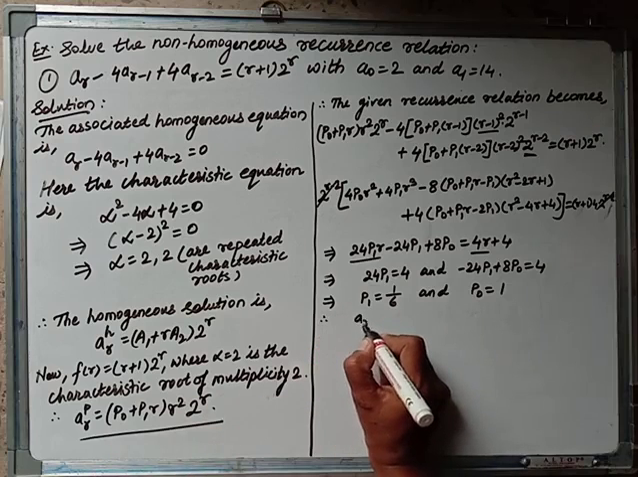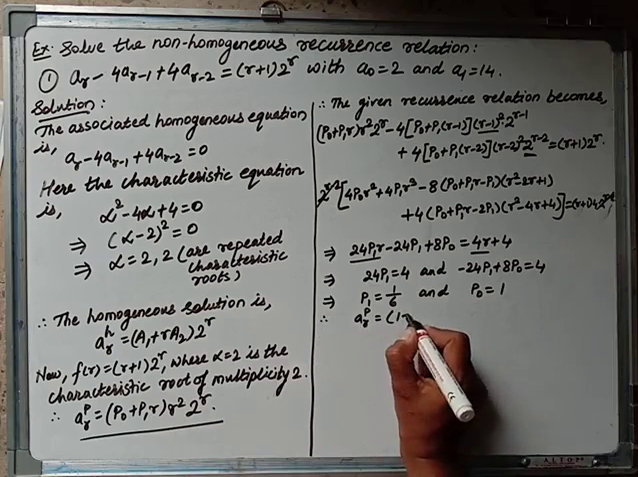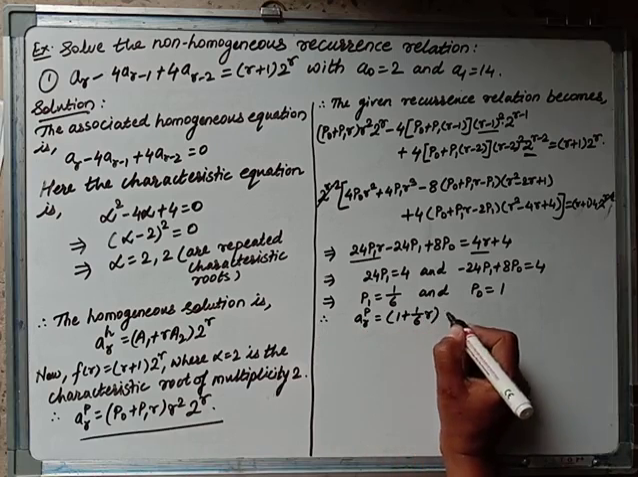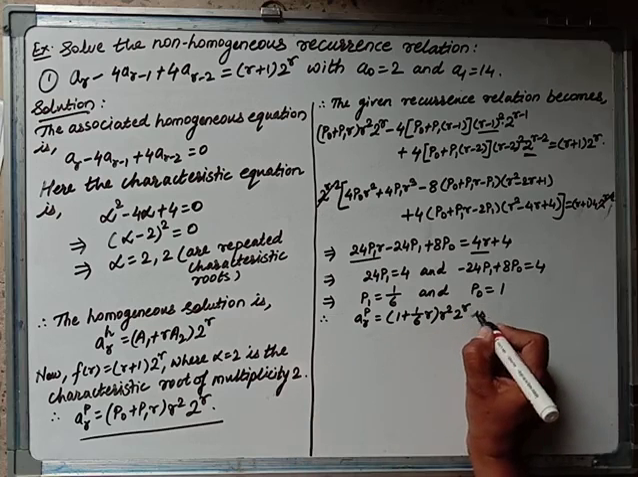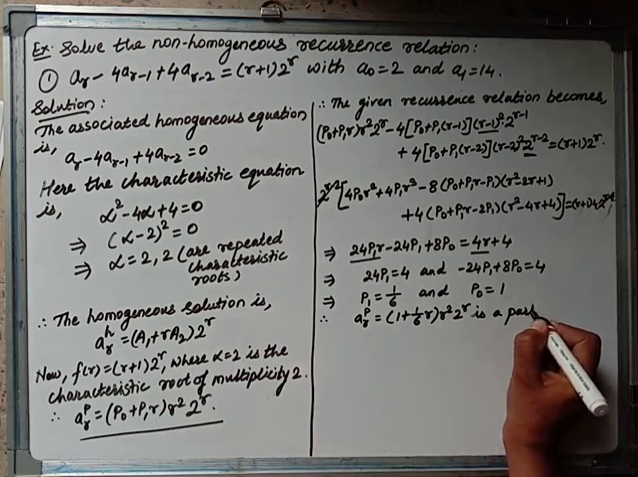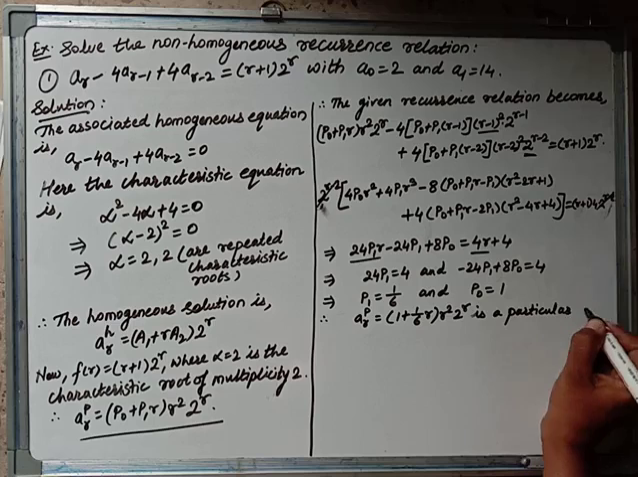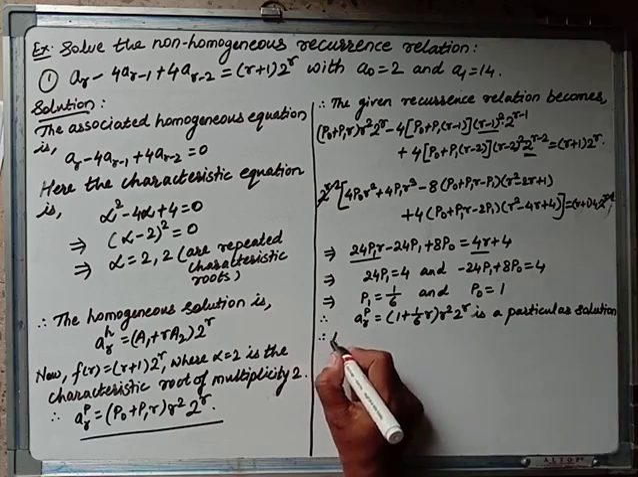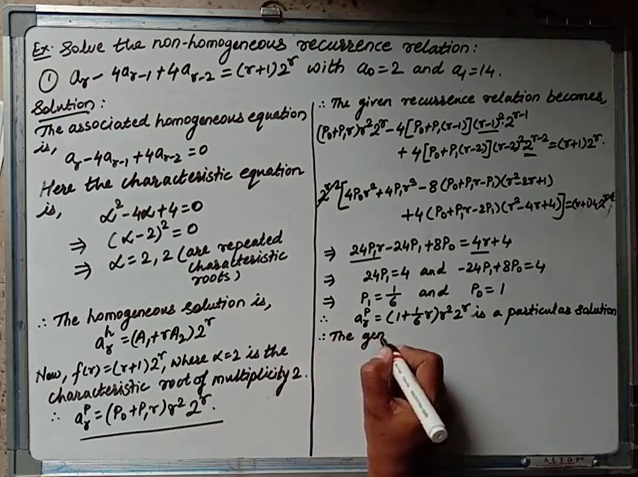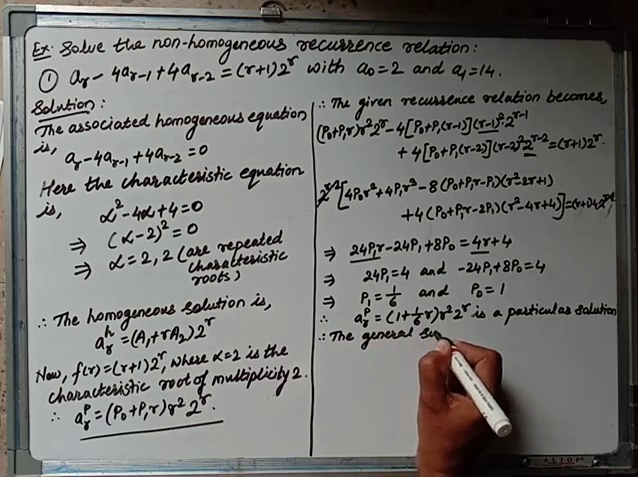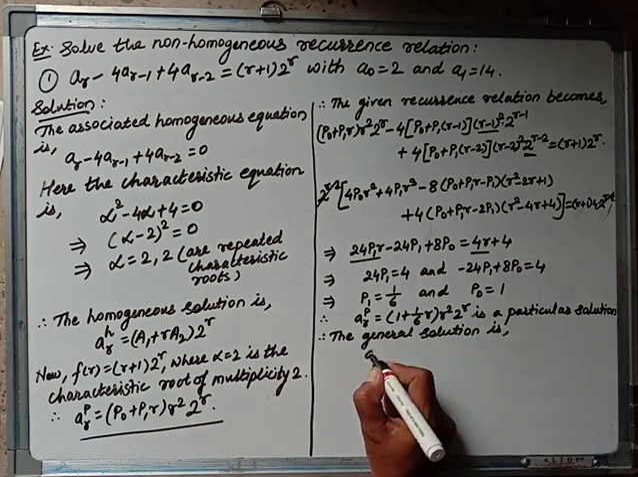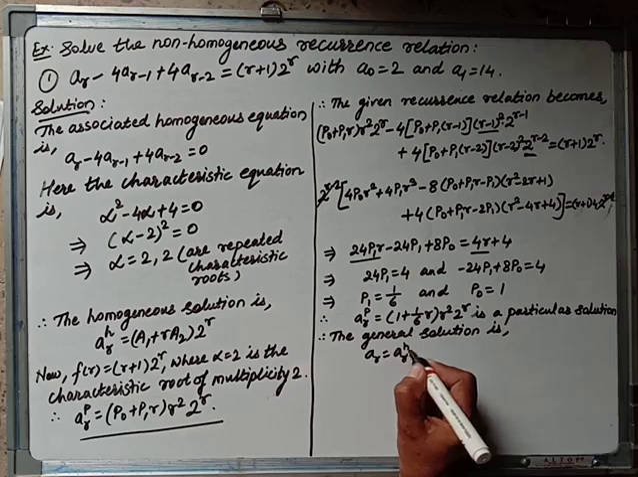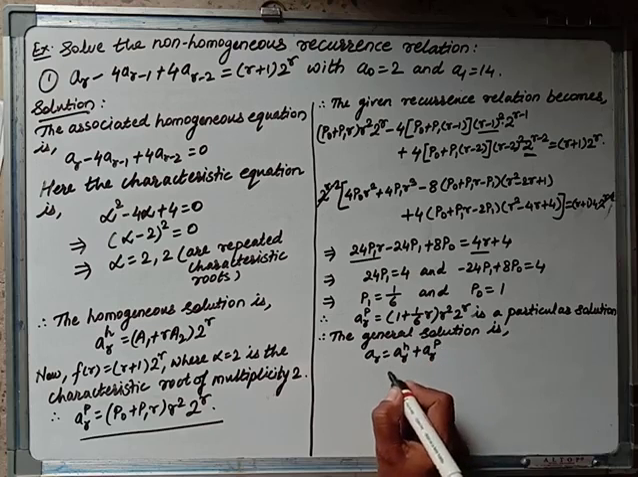Therefore, ARP is 1 plus 1 by 6R into R square 2 raised to R. So now the particular solution is this. Therefore, the general solution AR will be ARH plus ARP.